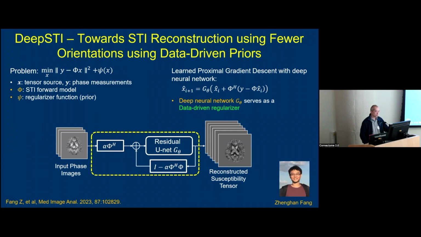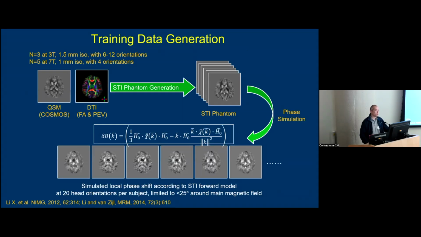And the neural network was trained to learn the important priors and serves as a data-driven regularizer. And the training data was generated by creating some brain phantoms using in vivo multi-orientation QSM and also the corresponding diffusion tensor imaging data. And also the field image was simulated using the known STI forward model.